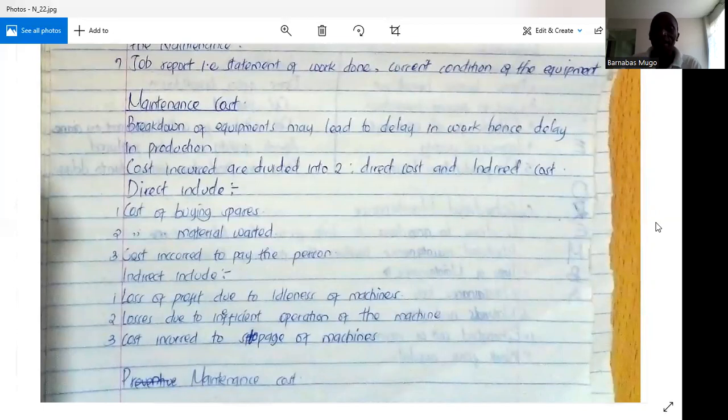But when we look at the indirect cost, we are looking at the loss of profits due to idleness of the machine. We are also looking at the losses due to inefficient operation of the machine. Indirect costs also include the cost incurred due to the stoppage of the machine. So we have 2 main maintenance costs. One is direct cost, 2, the indirect cost.